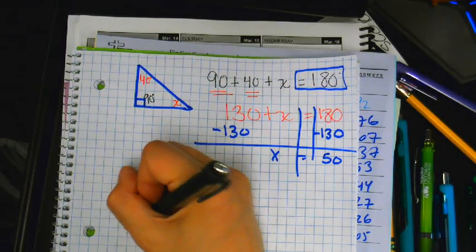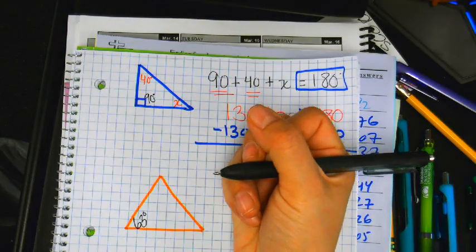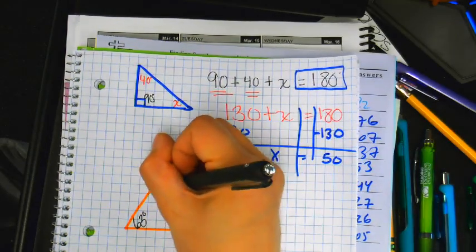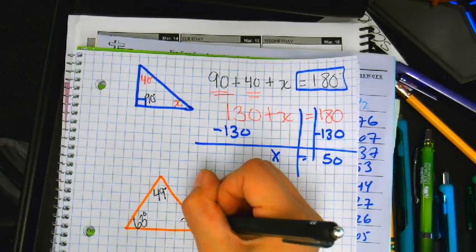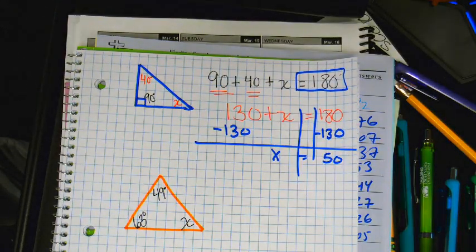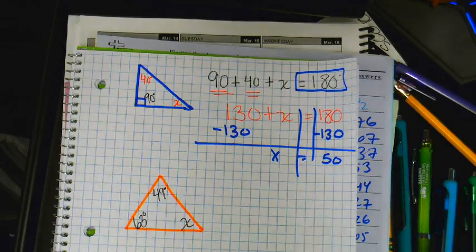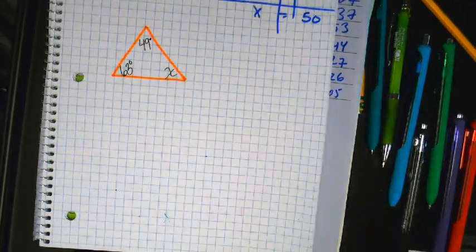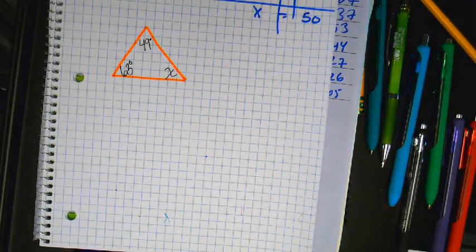63 degrees, 49 degrees, and x. So some funky numbers. They're all acute angles, meaning all the angles are less than 90. This is an acute triangle. All the angles here are less than 90. It's not right. It's not obtuse. They're all super small, super cute.